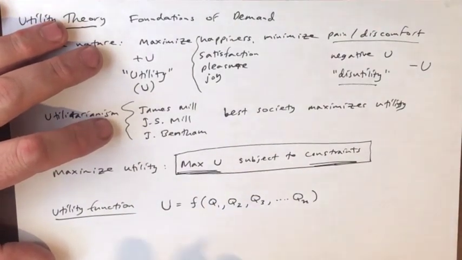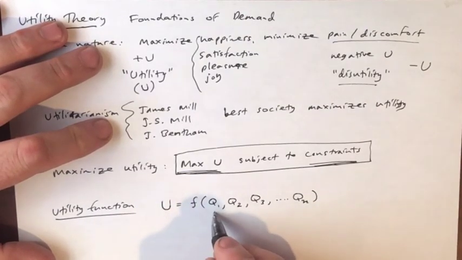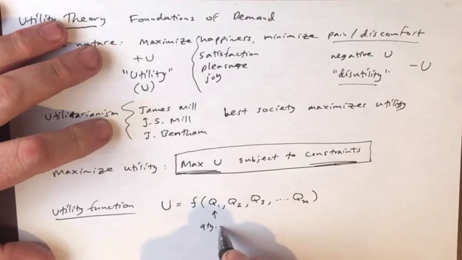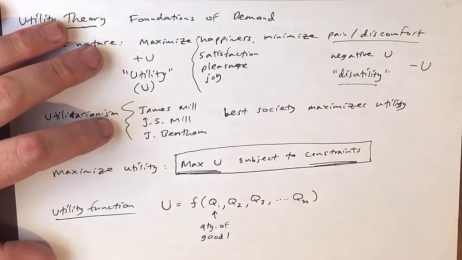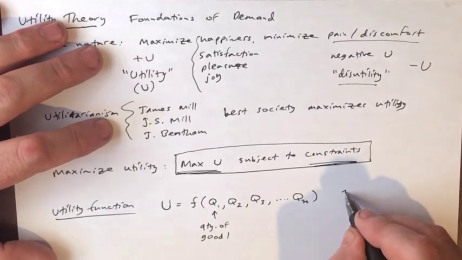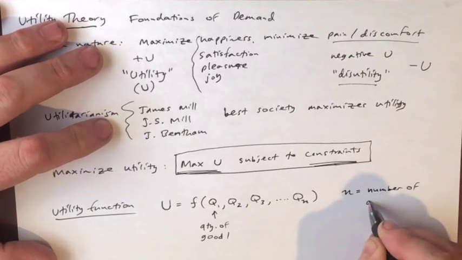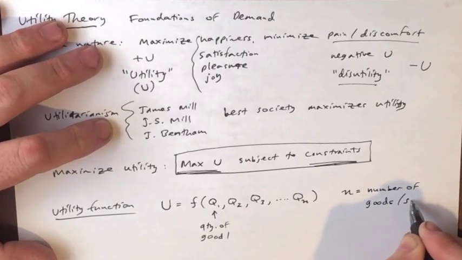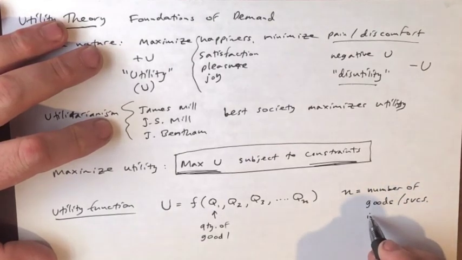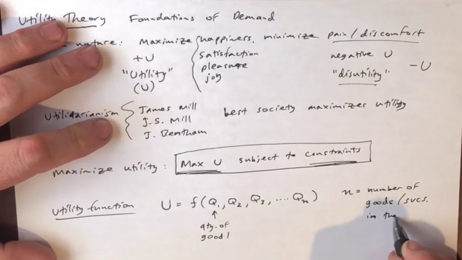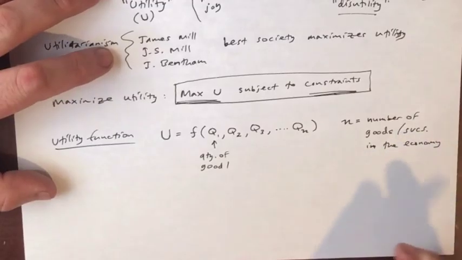So what is this? Remember, U stands for utility, happiness. Q1 stands for the quantity of good 1, Q2 stands for the quantity of good 2, Q3 stands for the quantity of good 3, all the way up until however many goods there are. N equals the total number of different goods, and what the heck, we can add in services, that are in the economy. So there can be a bunch of them.